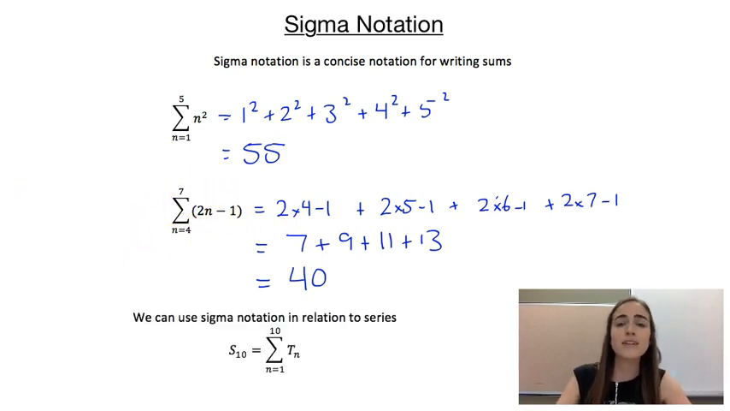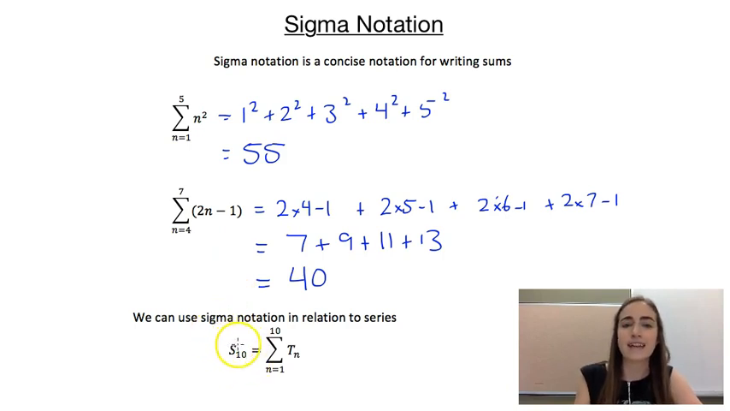The reason we're talking about sigma notation is because we can use it in the context of sums of sequences or in terms of series. So if we have S10, that stands for the sum of the first 10 terms of that sequence. So we could write it as the sum of Tn from n equals 1 to n equals 10. That would be the first term plus the second term plus the third term, all the way up until we got to that 10th term.